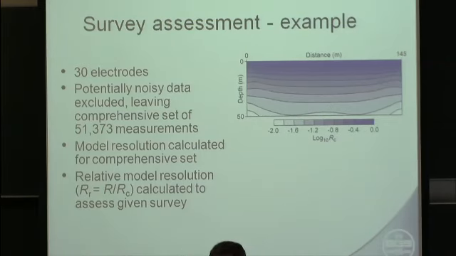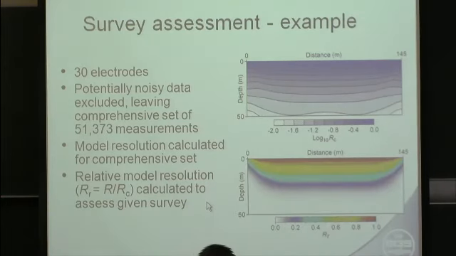If we're going to assess a particular survey design, what we want to do is look at how well it compares to the resolution for the comprehensive set, because that's as well as we can possibly do. So we just plot the model resolution divided by the resolution of the comprehensive set, call that the relative resolution, and that's a distribution for a very small set of what we call dipole-dipole measurements. I'll come back to this in a few slides' time.